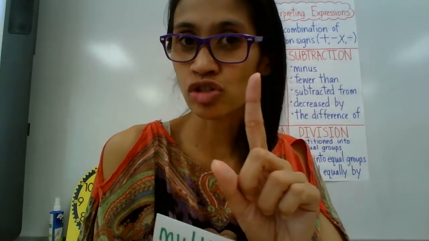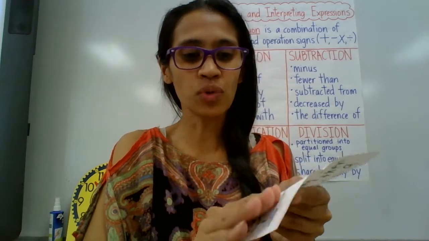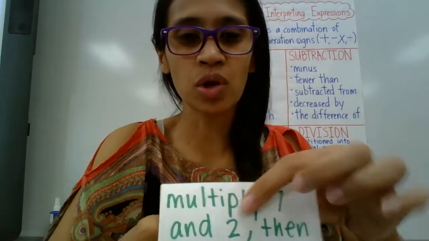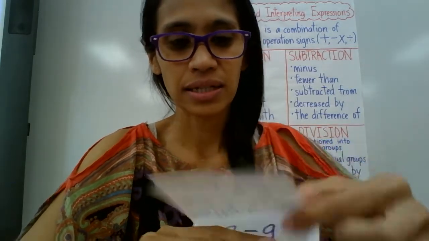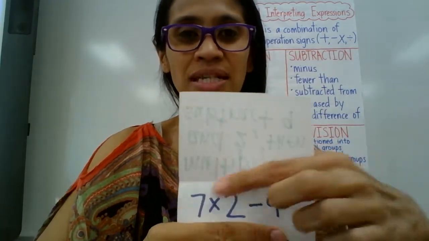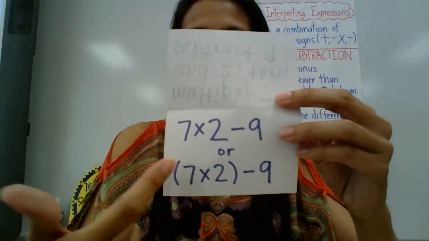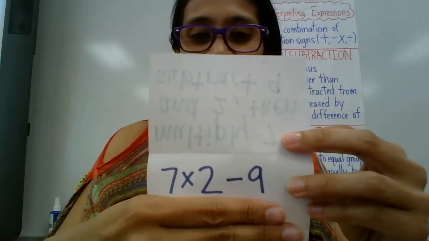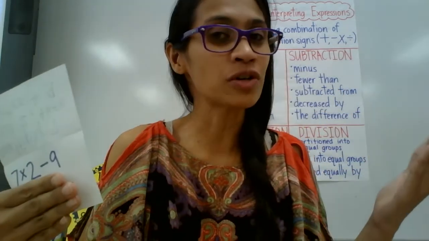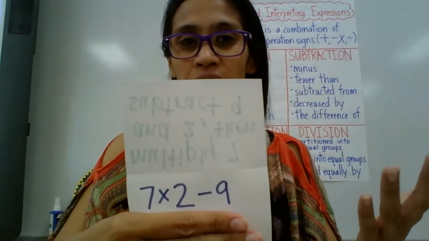Now, for this one, I'm going to show you how to do it, all right? So, I have 2 ways to do it. Where it says multiply 7 and 2, that means 7 times 2, right? Then subtract 9, so it's 7 times 2 minus 9. Now, I wrote it a different way with the parentheses, 7 times 2 in parentheses, minus 9. Now, really, you don't have to do it this way because, again, we're still following the order of operations. If I do the order of operations right here, what do we do first?